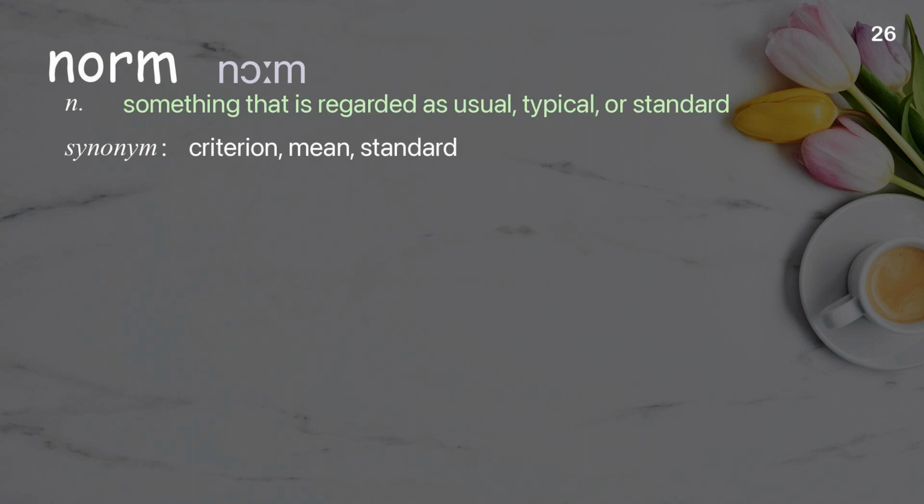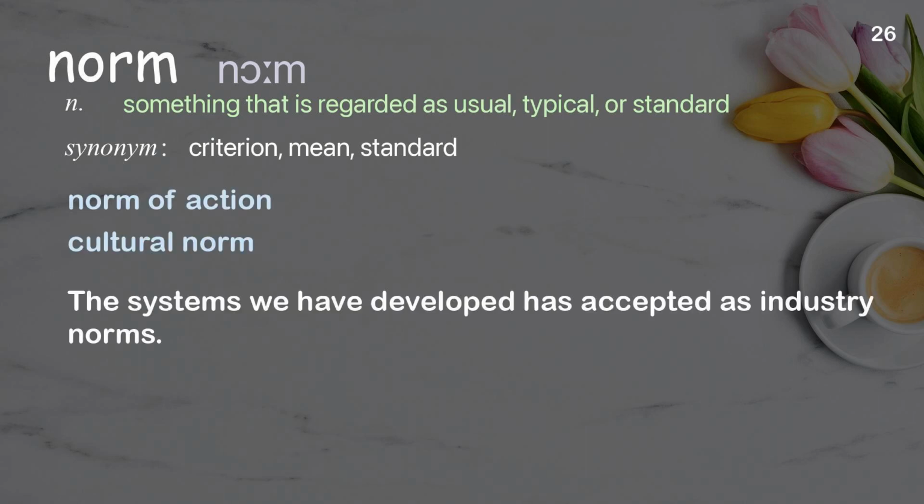Norm. Something that is regarded as usual, typical, or standard. Examples: Norm of action. Cultural norm. The systems we have developed has accepted as industry norms.